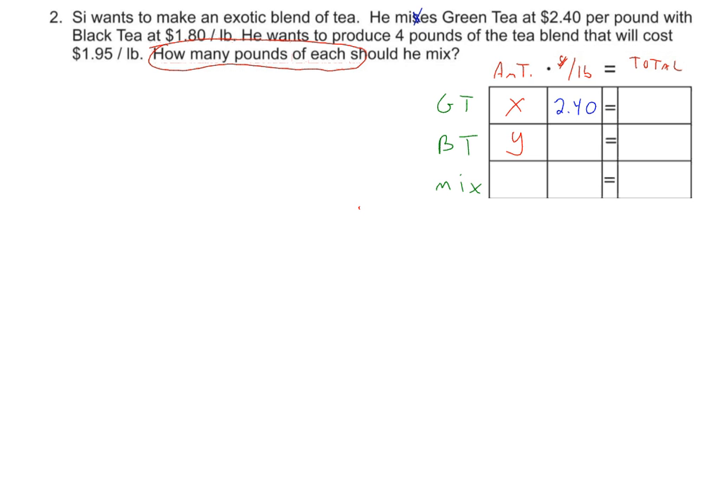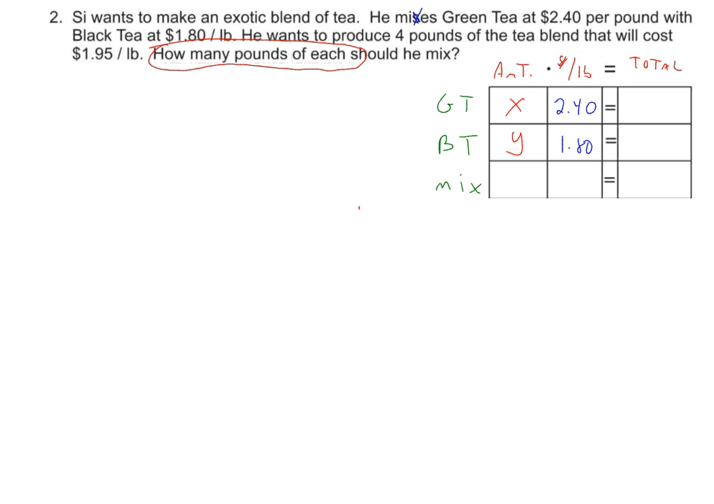Therefore, everybody knows now we have another block. So somebody give me another block. Lauren, what do you got? $1.80 for the price per pound for black tea. $1.80 for the black tea, price per pound. Somebody give me another block. Adam, what do you got? For the total, it's 1.95. What is 1.95?